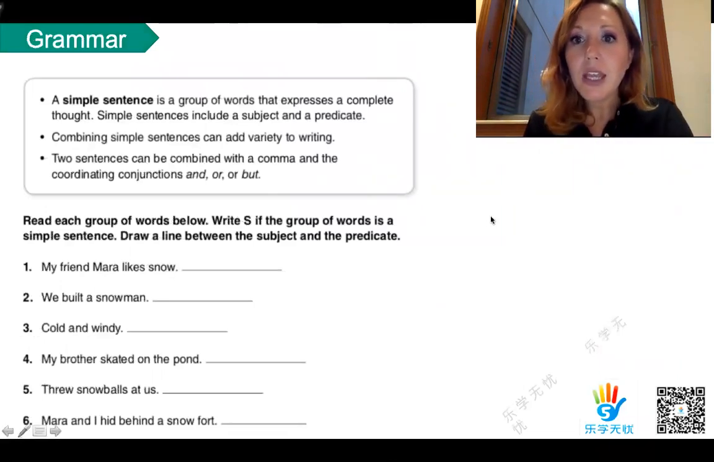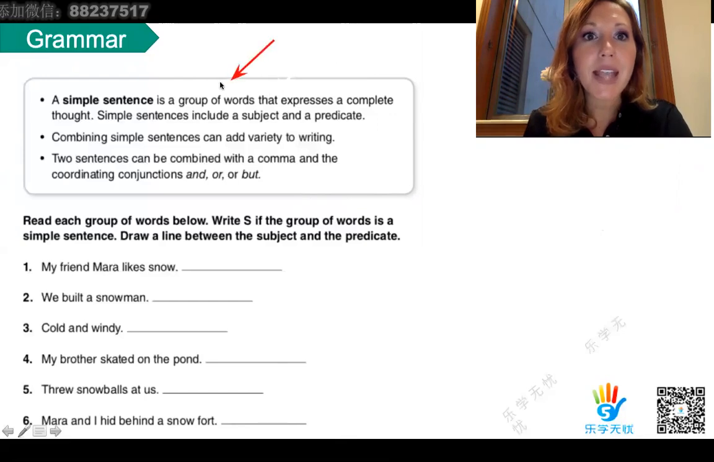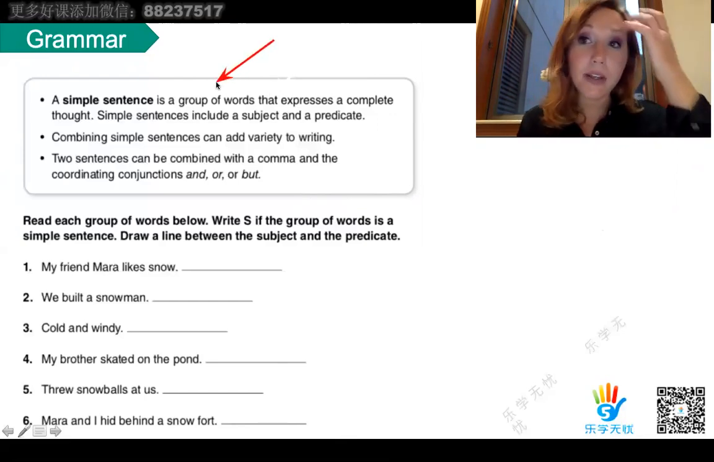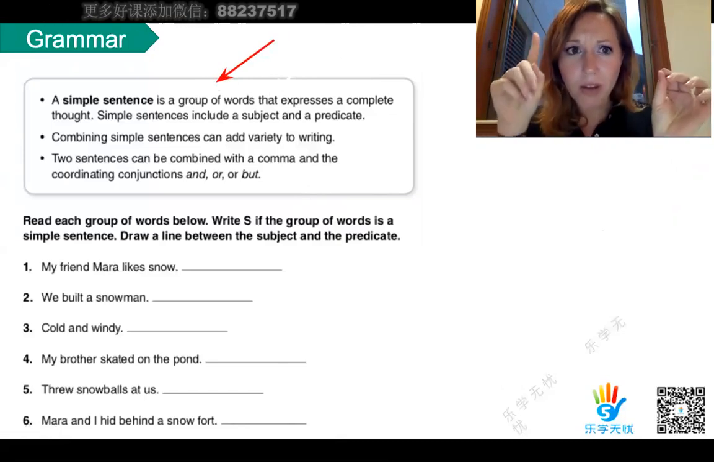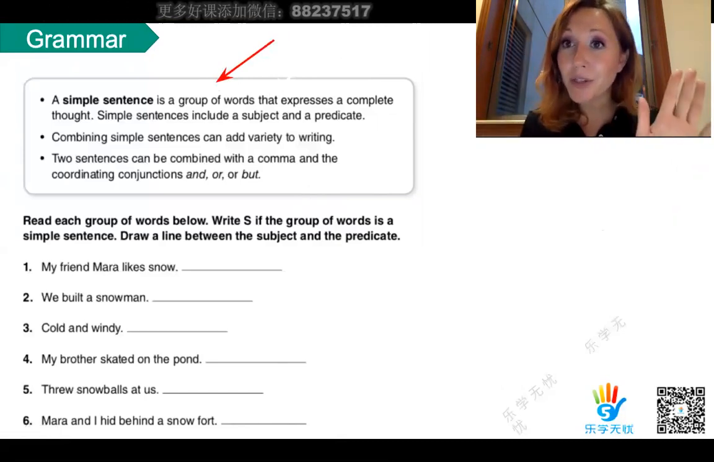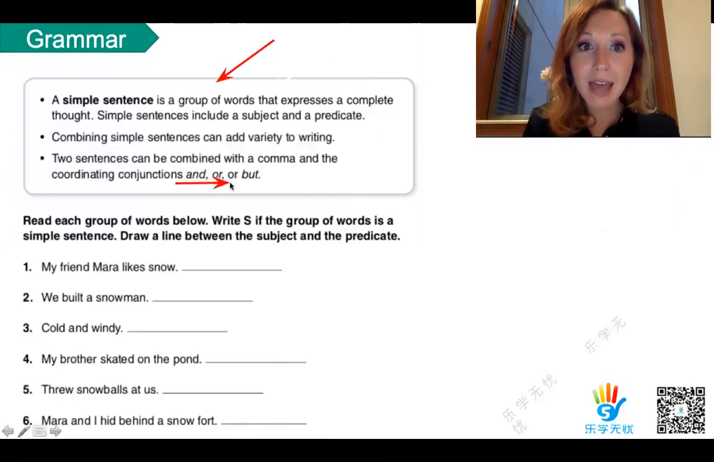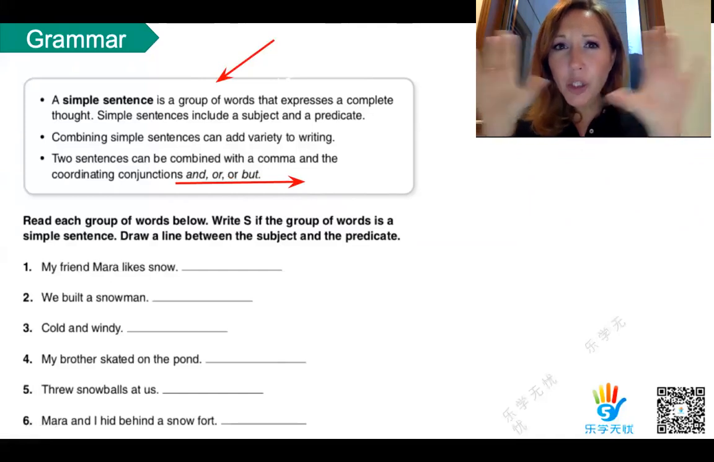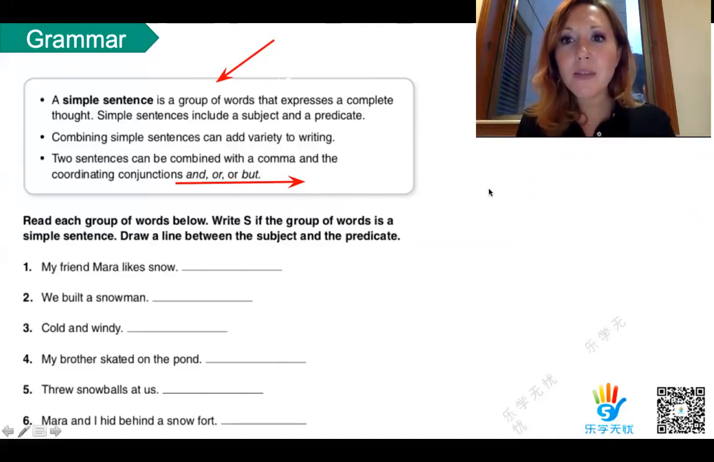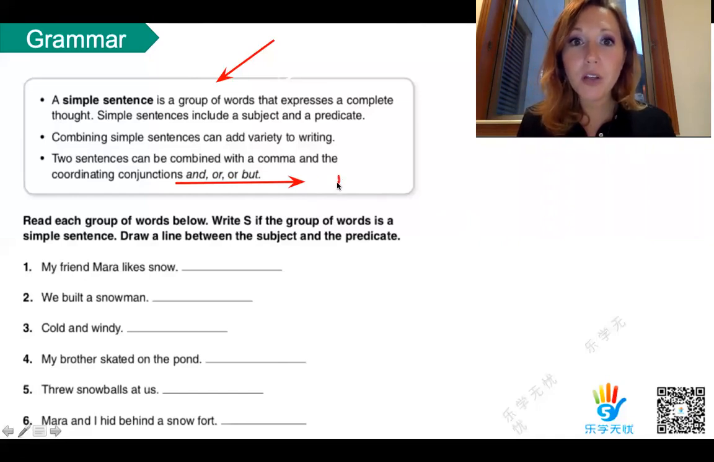So our grammar says that a simple sentence is a group of words that expresses a complete thought. So a simple sentence is one thought. Simple sentences include a subject and a predicate, which we have been learning. Now we can combine simple sentences, and this can add some variety to our writing. We combine sentences by using conjunctions like and, or, and but. And when we combine two simple sentences, it's important that we use a comma.